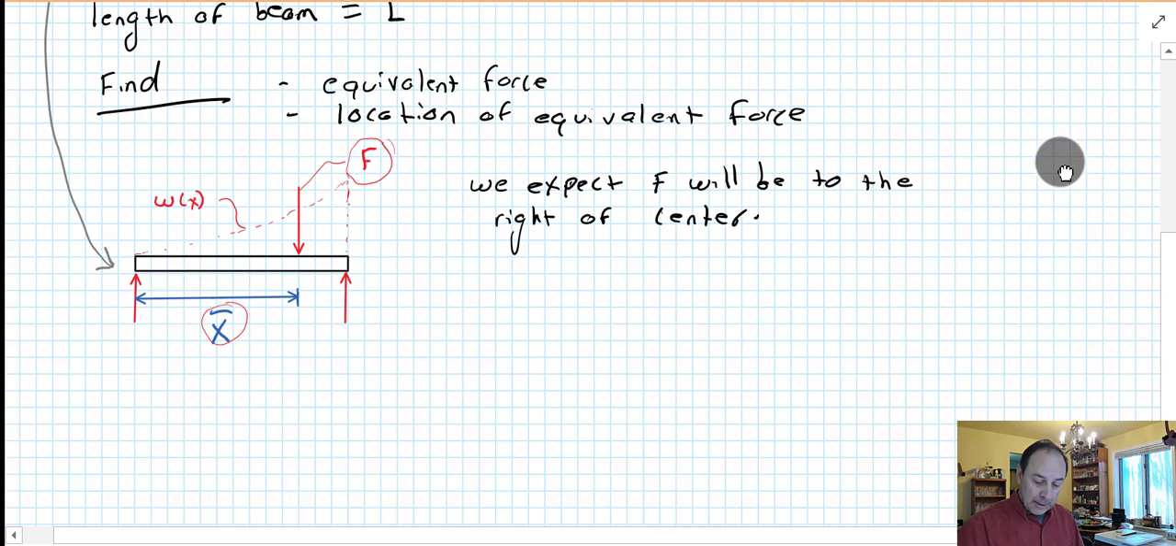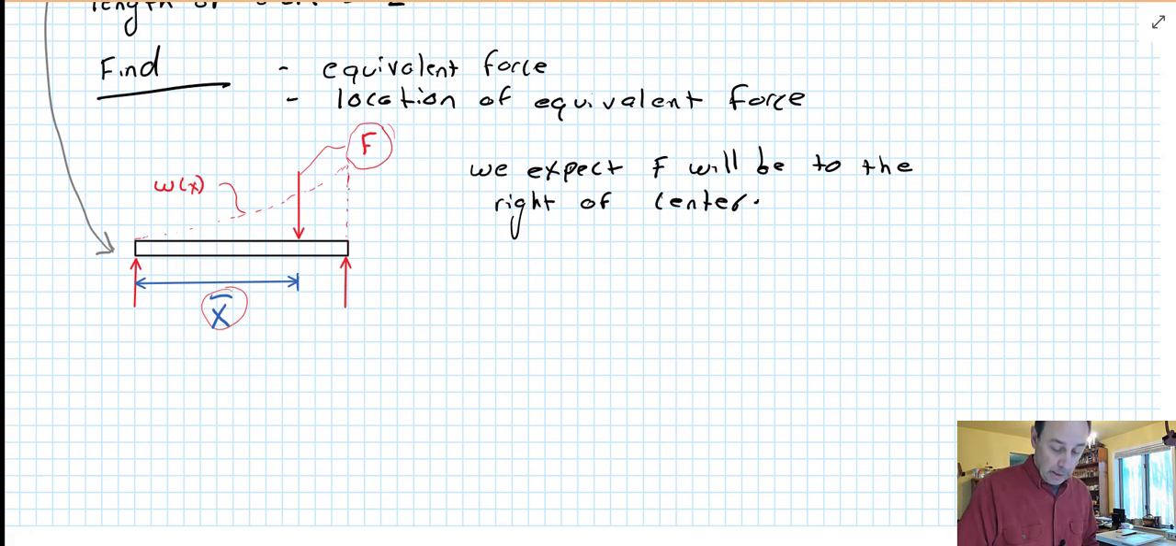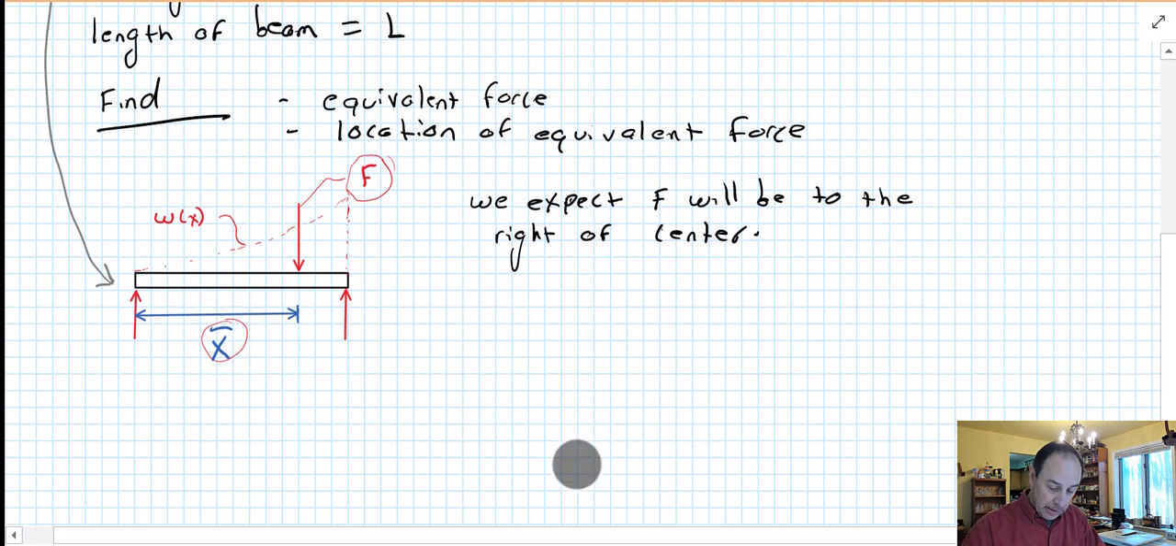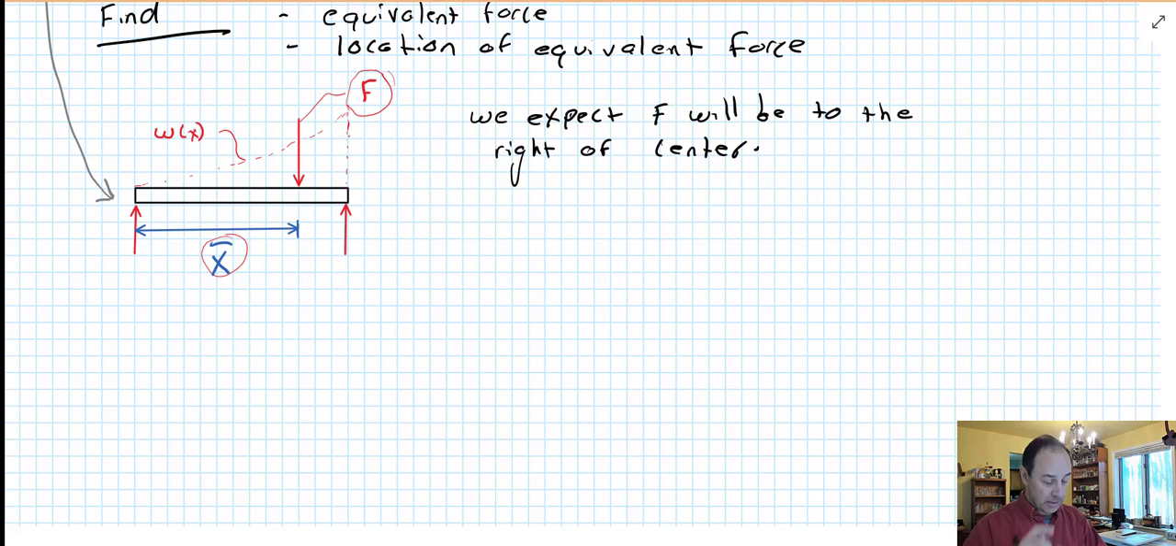Now, intuitively, you know that F has to be to the right because the load goes from small to big, from left to right. So you know it's got to be to the right. We can check that at the end to make sure that our answer makes sense.